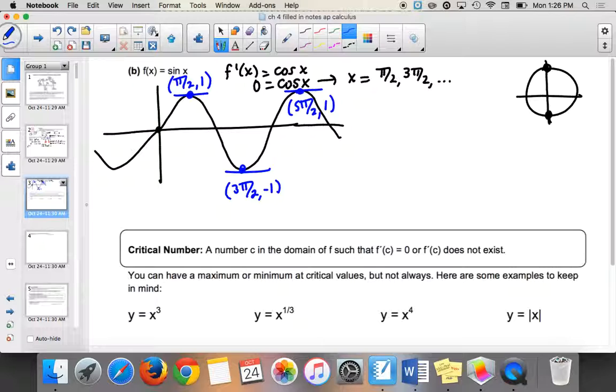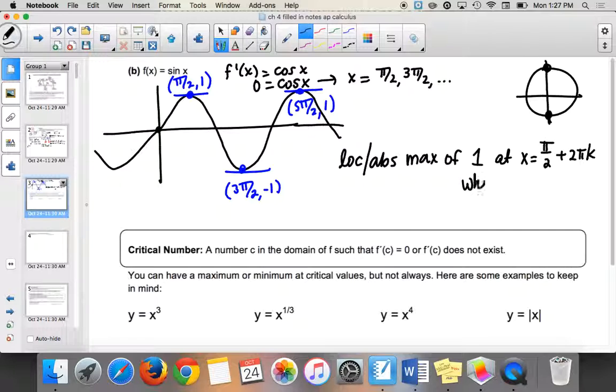Mix with me? If I'm talking about my maximums and minimums, are these local, absolute, both? They're both, right? It's actually local and absolute, because the highest we ever go is 1. And it occurs at x equals pi over 2, comma, 5 pi over 2, and so on. What else could I write? Plus 2 pi k, exactly. Now on your AP test, I would write where k is an integer.